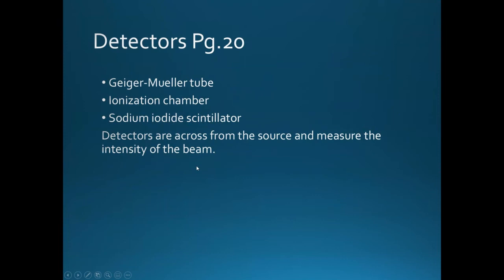Now, this is detectors. There are a few different types that we're going to talk about: a Geiger-Müller tube type, an ionization chamber, and a sodium iodide scintillator. These are the three we're going to talk about, and they all do essentially the same thing in different ways. They vary mostly in their technology, construction, and application. As we move into the next set of slides, just make note of the main technology that they're using for the different detectors, the application type, and unique characteristics.